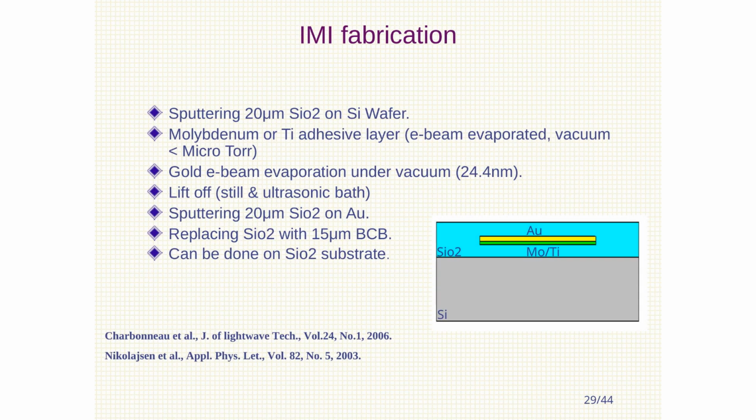Sputtering 20 nm SiO2 on a silicon wafer is followed by E-beam evaporation of a molybdenum or titanium adhesive layer under vacuum conditions. Gold is then E-beam evaporated at 24.4 nm thickness. The lift-off process involves both steel and ultrasonic baths. SiO2 is sputtered on gold, with an option to replace SiO2 with 15 nm BCB applicable on SiO2 substrates.